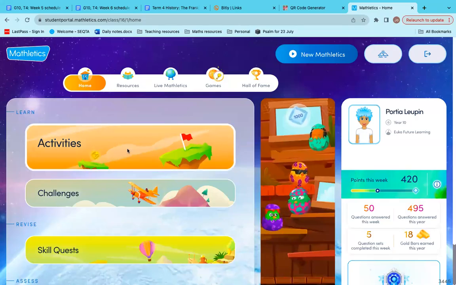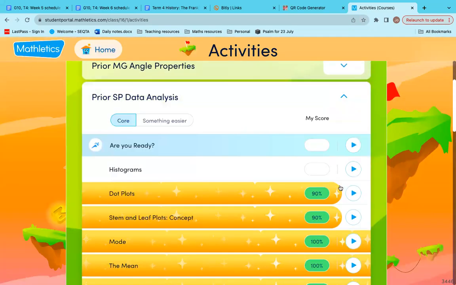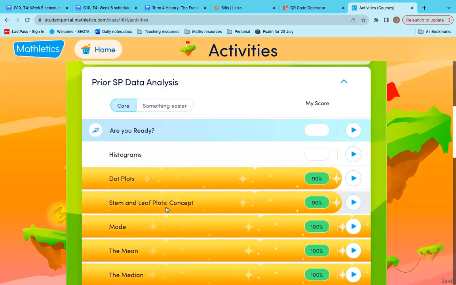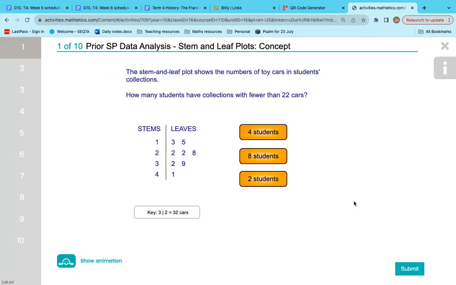The next activity we're going to look at is another data analysis task. So I'll click Activities and Data Analysis, and I'm going to click Stem and Leaf Plots. Now, stem and leaf plots are another way of representing data instead of a column graph or a table.